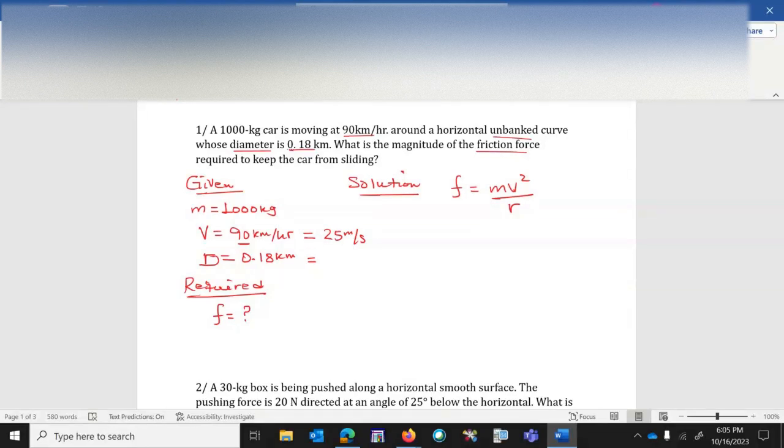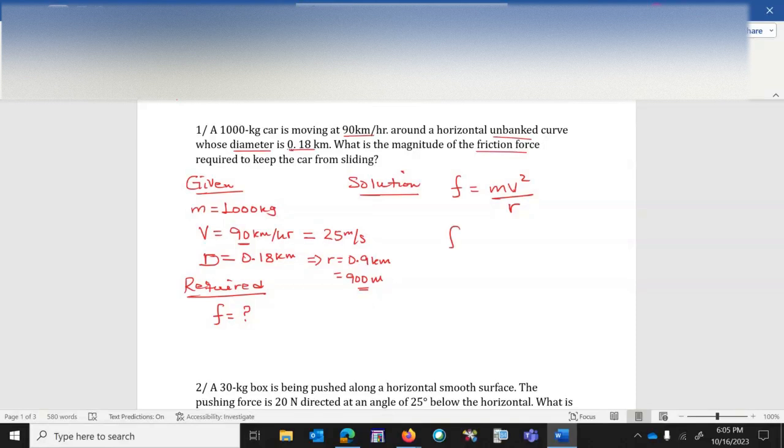The relation between radius and diameter is that the radius is half of the diameter. So the radius is equal to 0.09 kilometers, half of it. And again, I have to convert this into meters. Kilo means 10 to the power of 3. This is simply 900 meters, because the decimal point moves 3 places to the right. Now I have everything ready. If you forget the conversion, you need to brush up that knowledge.